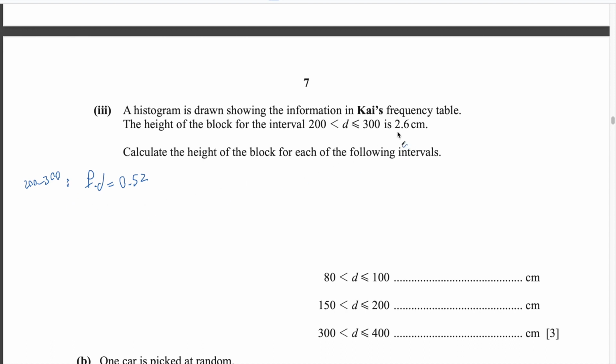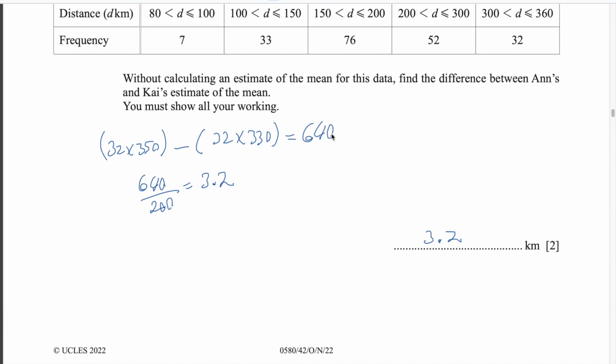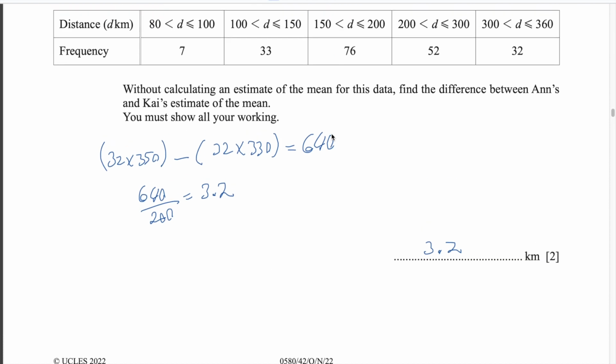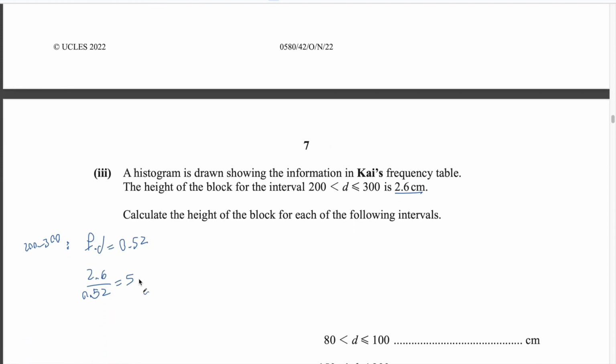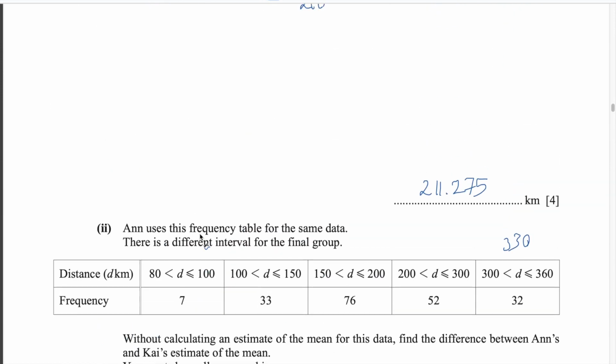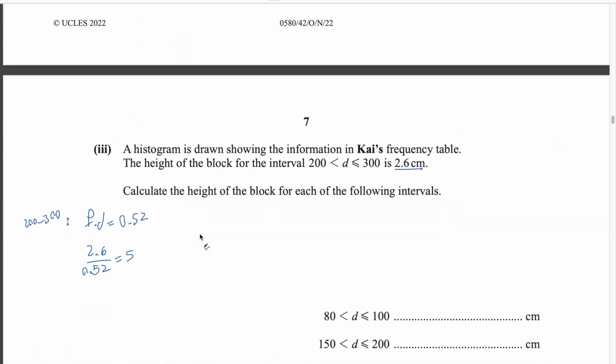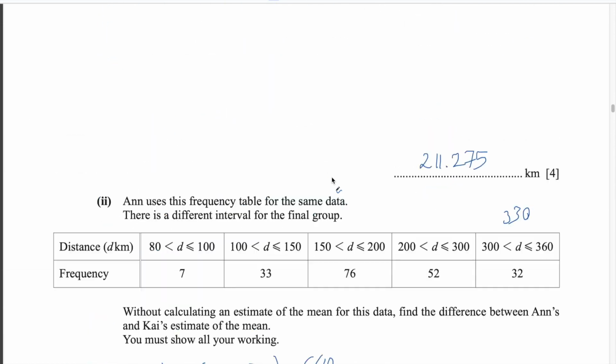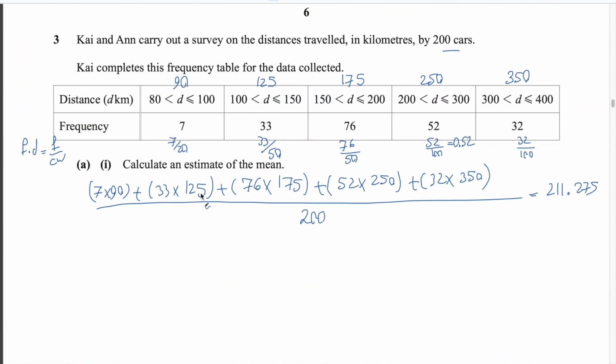But it says the height of the block is 2.6. If you notice, 2.6 divided by 0.52 is 5. It means that all frequency densities are multiplied by 5, because they proportionally increase or decrease in the same ratio. So it is multiplied by 5. So in your histogram, all should be multiplied by 5 as well. Now, for what intervals? It says 80 to 100. 80 to 100 is this interval.